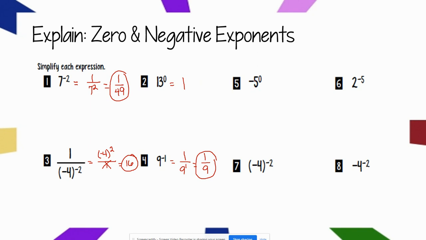Number 5 says -5 to the 0 power. Well, remember that any number raised to the 0 power is 1. However, you need to be careful with this one. The 0 is on the 5, so 5 is being raised to the 0 power. If this had said -5 in parentheses raised to the 0 power, then the -5 itself is being raised to the 0 power, which means that anything raised to the 0 power becomes 1.